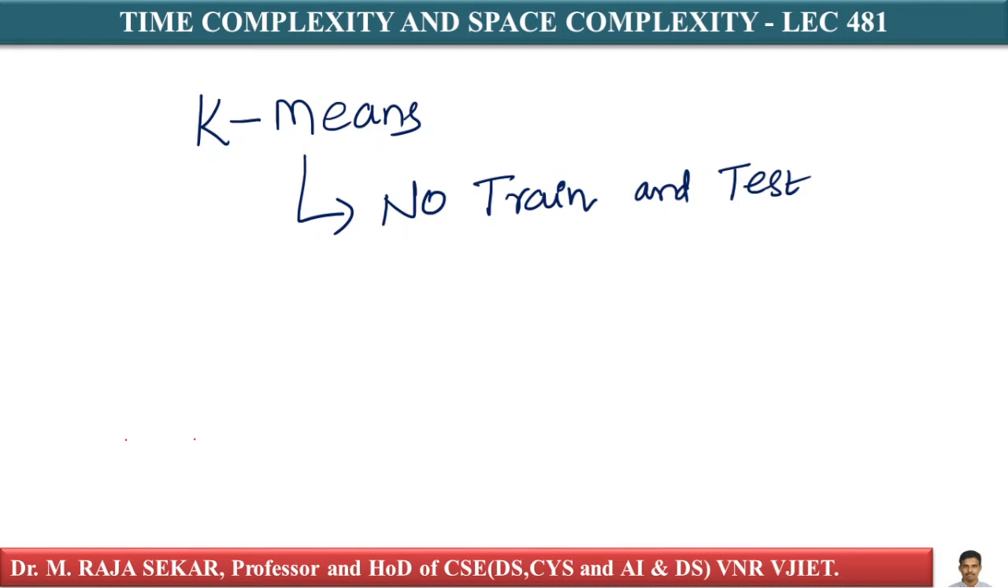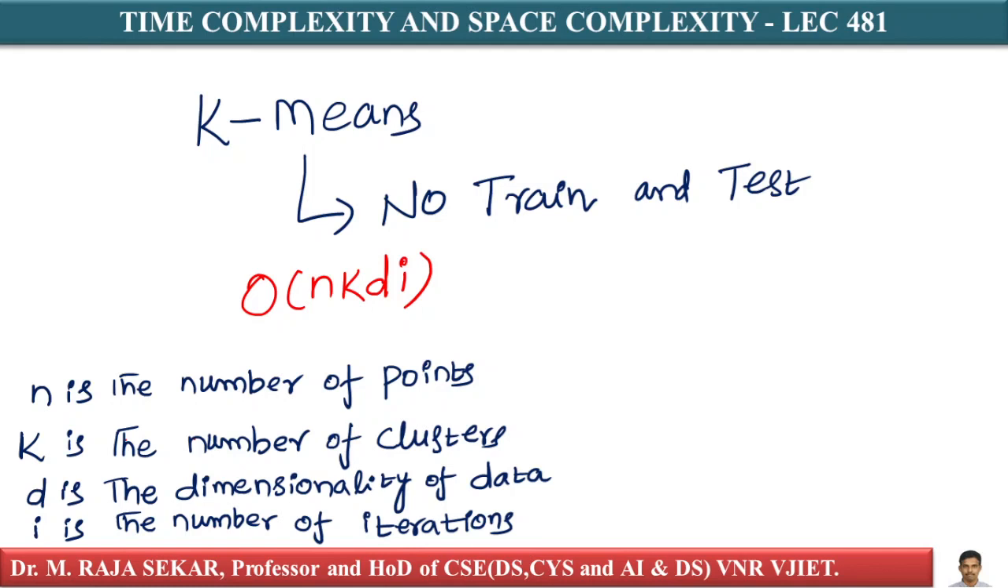For simple k-means, it is order of n into k into d into i. Let's understand what these are. n is the number of points, k is the number of clusters, d is the dimensionality of your data. i is the number of iterations, because what you are doing literally is, in each iteration, computing the distance from each point in the data set, n points, to each centroid or each cluster.